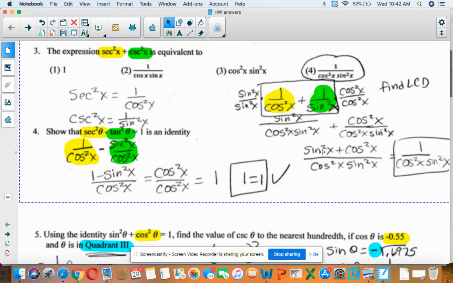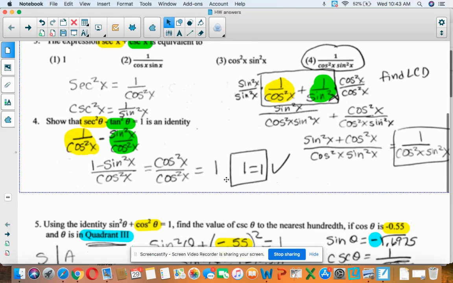That's the same thing we were doing over here, and that sine squared x plus cosine squared x equals 1. 1 minus sine squared x is equal to cosine squared x, and since I have cosine squared x over cosine squared x, that is equal to 1. So I got this whole left side to equal 1, and the right side is already equal to 1, so I show that that is an identity.